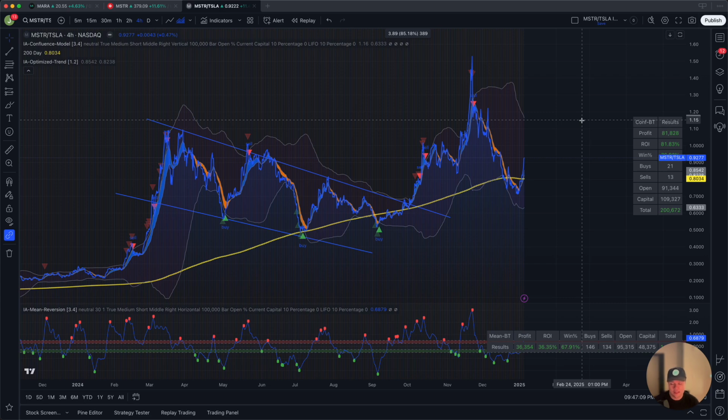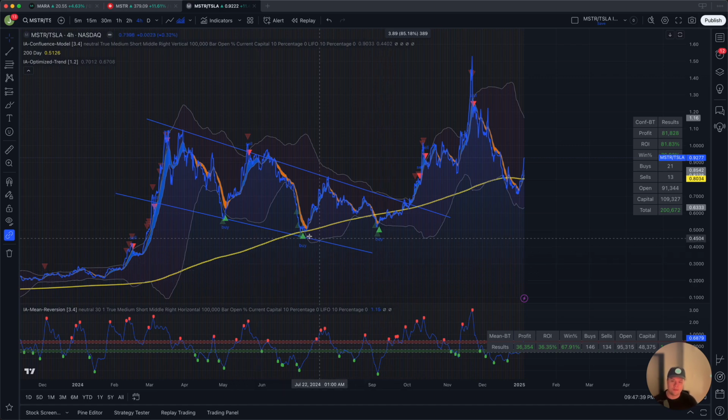So what that means is, remember, when we do MicroStrategy divided by Tesla, when you see a buy signal, that is in reference to the numerator, or MicroStrategy. So this means buy MicroStrategy, sell Tesla, and this means sell MicroStrategy, buy Tesla, right? So again, I tried to do the most realistic swaps I could, but I really just follow IADSS on the 4-hour quite a bit and try to use the optimized trend to really nail those entries.